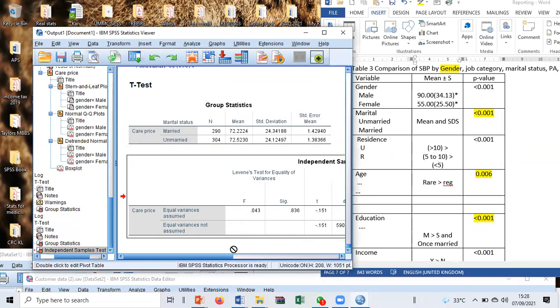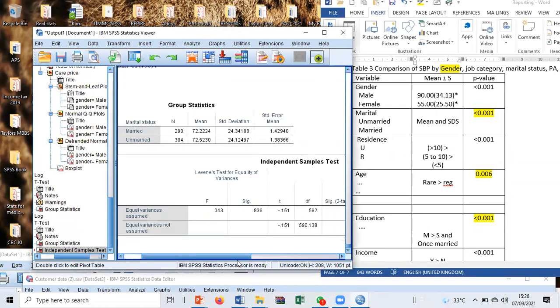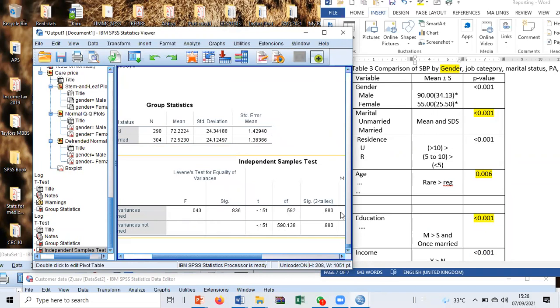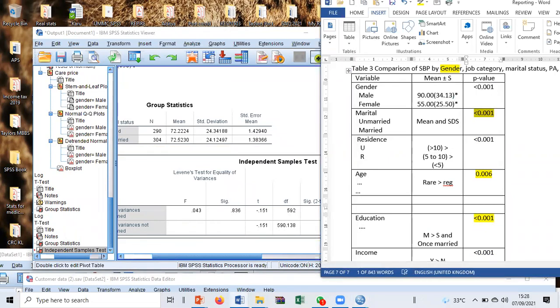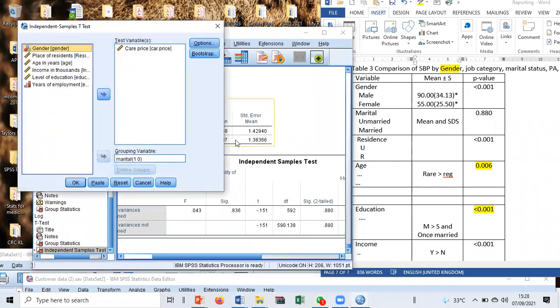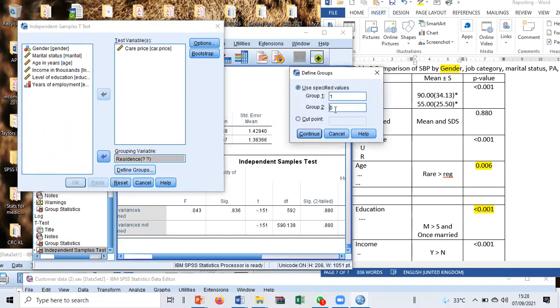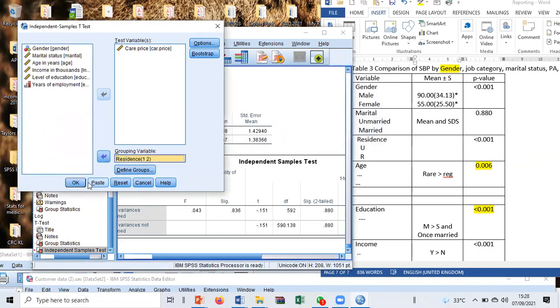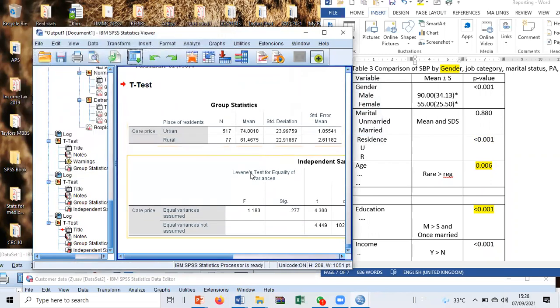And what's the p-value here? 0.880. So 0.880 means what? There's no difference, right? Yes. That's it, there's no difference. Next, place of residence. Let's see how it's defined. I think it's 1, 2. Urban, rural.